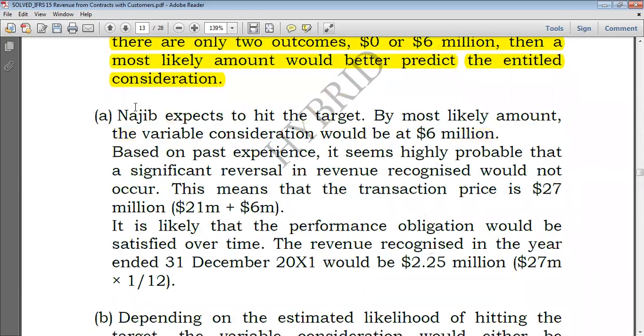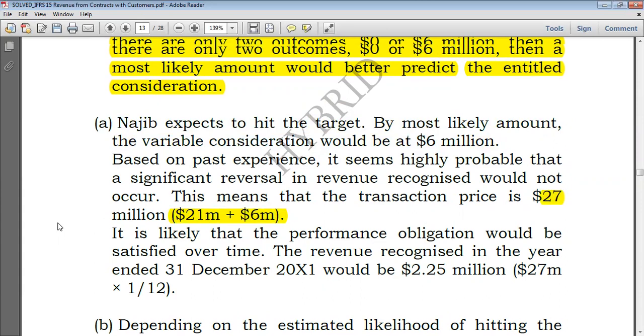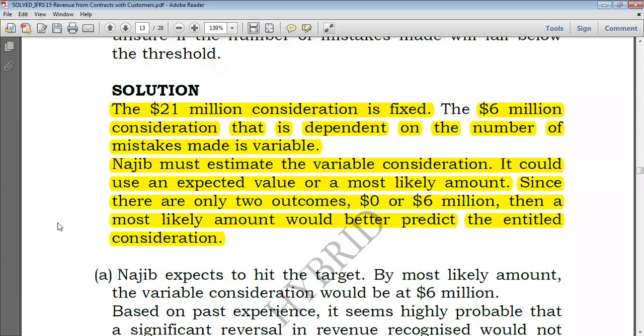That's why when speaking of A, we say Najib expects to hit the target by most likely amount. The variable consideration would be 6. Actually, the end result would be 21 million plus 6 million, which would give you a total of 27 million. Now, this is what we would have actually used as a transaction price.